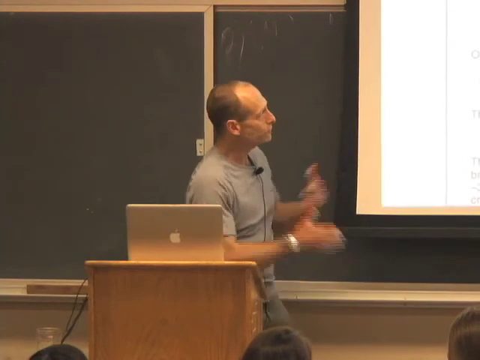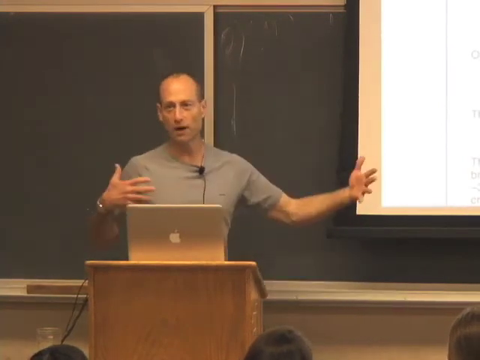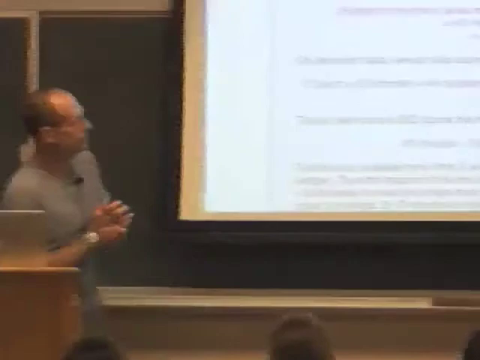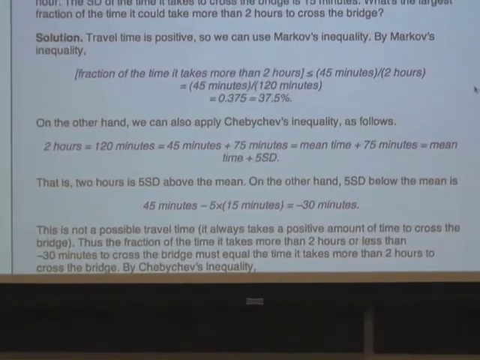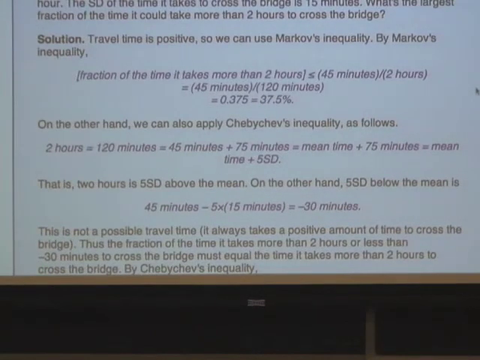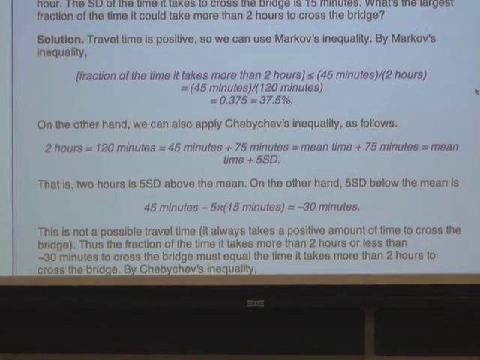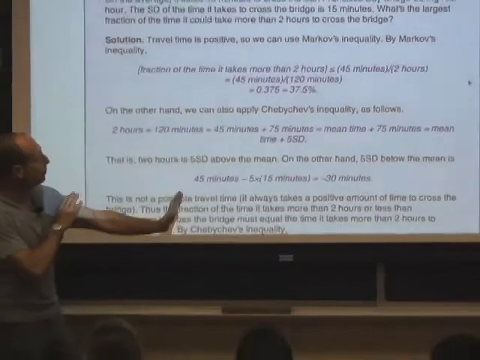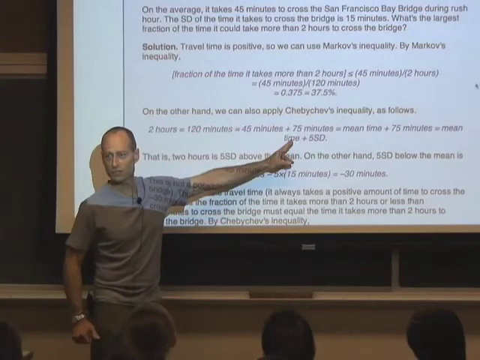All right, so first we need to figure out what range of values we're talking about. So 2 hours is 120 minutes. How many standard deviations from the mean is that? Well, the standard deviation is 15 minutes. To go from 45 minutes to 2 hours takes 15 minutes times 5, which is 75 minutes. 75 minutes plus 45 minutes is 2 hours. All right? So the threshold we're looking for of 2 hours is the mean plus 5 times the standard deviation.